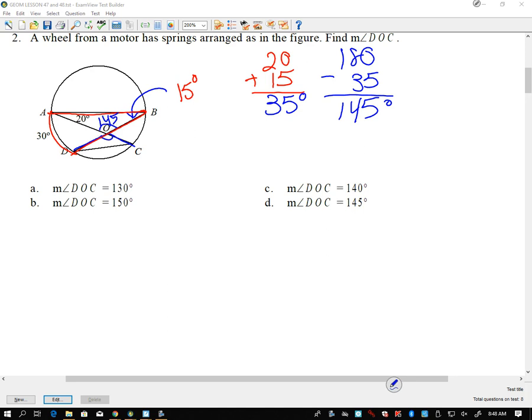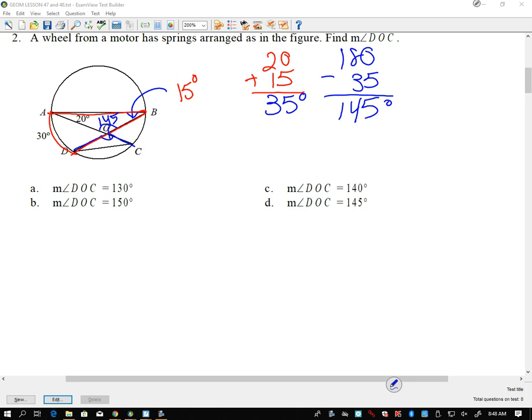You need to put it on a note card, put it in your back pocket, and read it every day because it's one of the easiest things to find in a proof, but most of you can't use it because you don't know it, right? You can't use what you don't know. Vertical angles are congruent. These two angles are vertical. Congruent means the same, so angle DOC is 145 degrees.